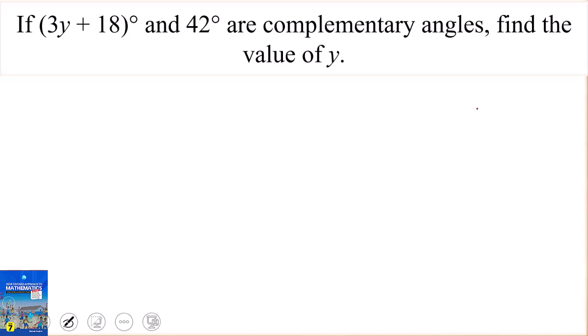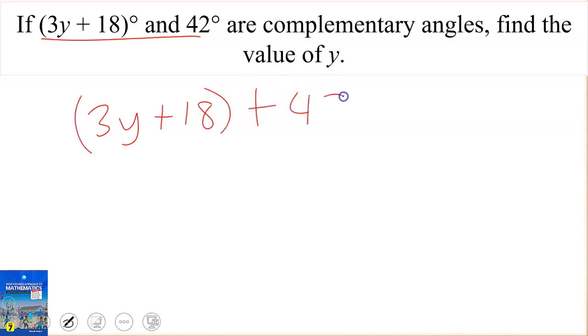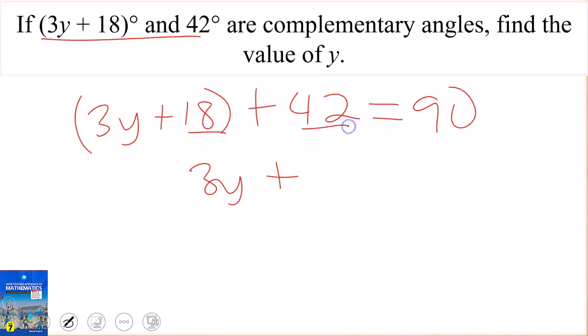Let's say you are given this question: if the angle 3y plus 18 degrees and angle 42 degrees are complementary angles, find the value of y. Once we say they are complementary, then it means they sum up to 90. So I will do 3y plus 18, that is this angle, plus the angle 42, all should give me 90 degrees. And so solving this, I have 3y plus 18 plus 42 will give us 3y plus 60, and then we have our 90. This is a simple equation.